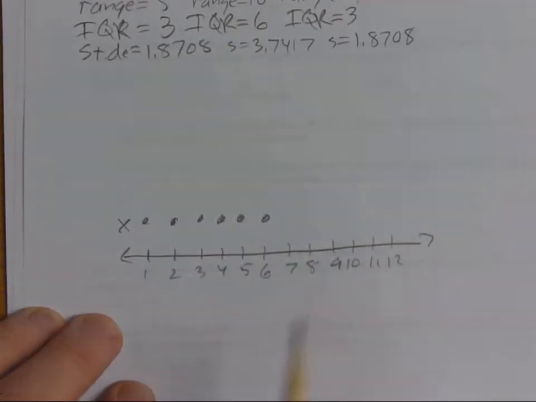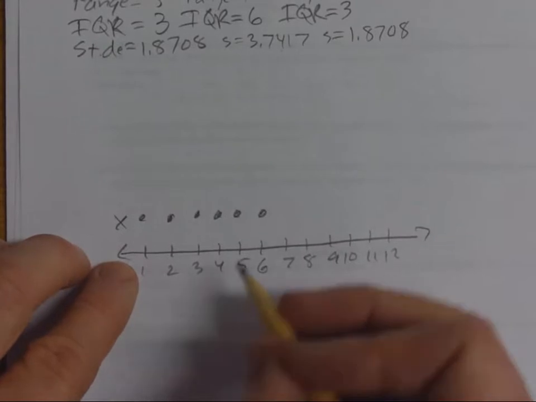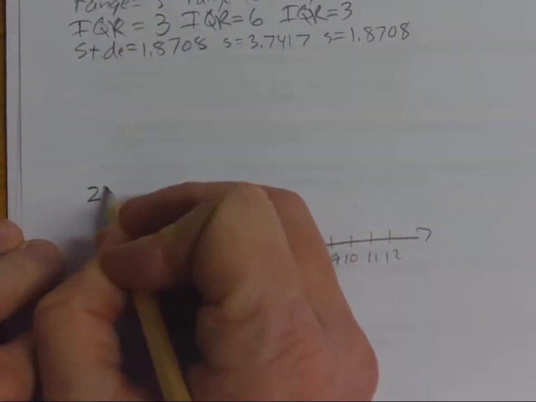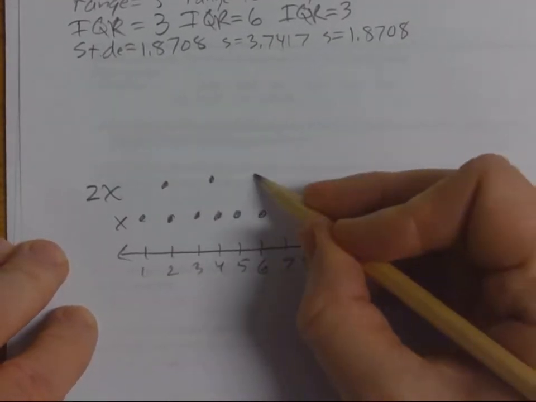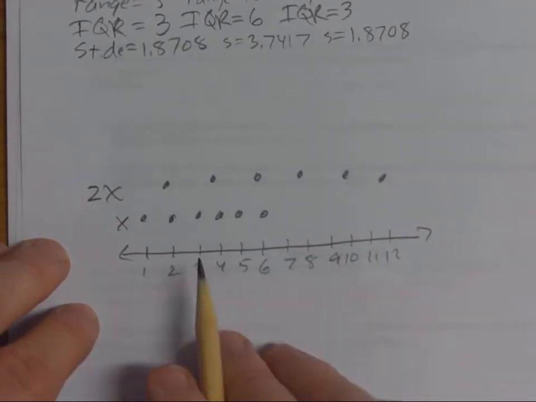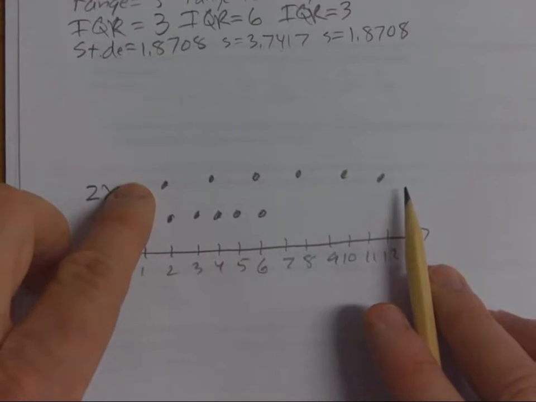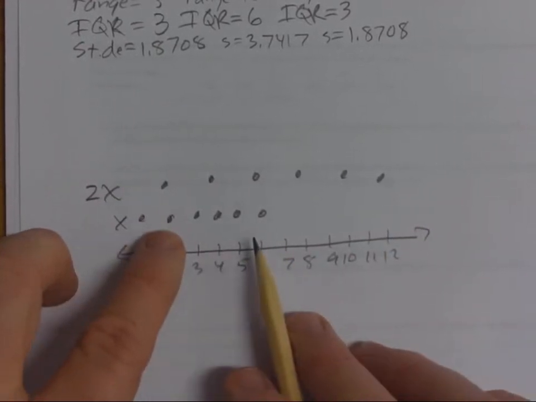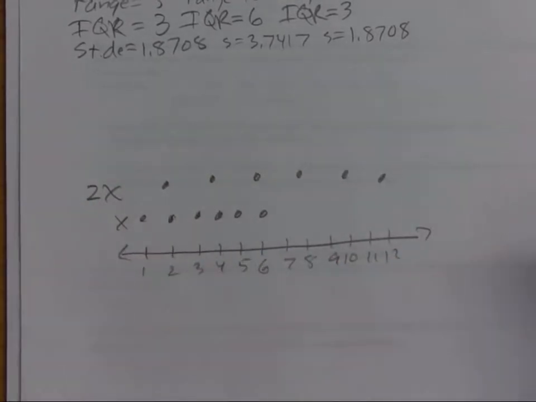And then 2x, let's see what happens with 2x. So you can see how they vary. If you multiply, 2x is going to be 2, 4, 6, 8, 10, and 12. You notice the measures of center here are doubled, but the numbers are more spread out now. The range is now 10 as opposed to 5. The IQR is going to be 6 as opposed to 3. It gets doubled as well.